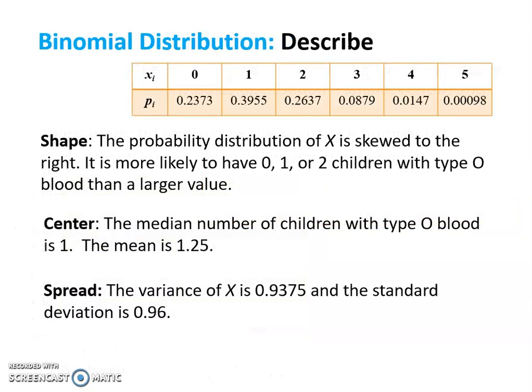In this, the shape of the probability distribution is skewed to the right. It is more likely to have 0, 1, or 2 children with type O blood than a larger value. The center, the median number of children with type O blood is 1. The mean is 1.25, which you can calculate. The spread, the variance is 0.9375, and the standard deviation is 0.96. This example came from the book if you want to see where those numbers came from as far as their calculations are concerned.